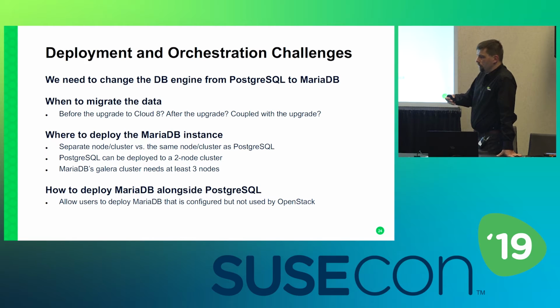So you can reuse your original 2 nodes that are running Postgres as 2 new nodes for MariaDB, and then you have to add 1 extra node to form a 3-node cluster. And basically we also had to figure out how to first just deploy this MariaDB, set up the Galera cluster, let it configure correctly and let it run, but first run it empty, not being used by OpenStack. And these are mostly the questions.